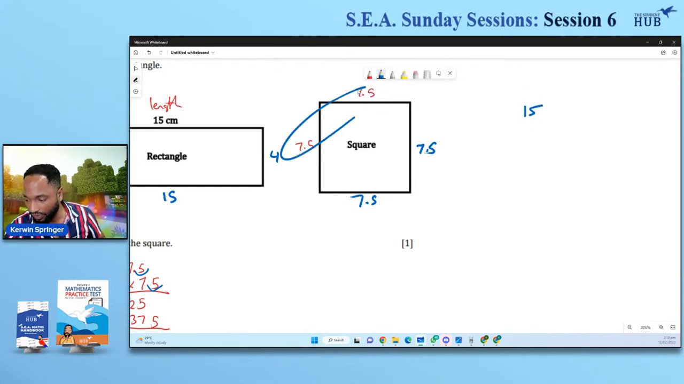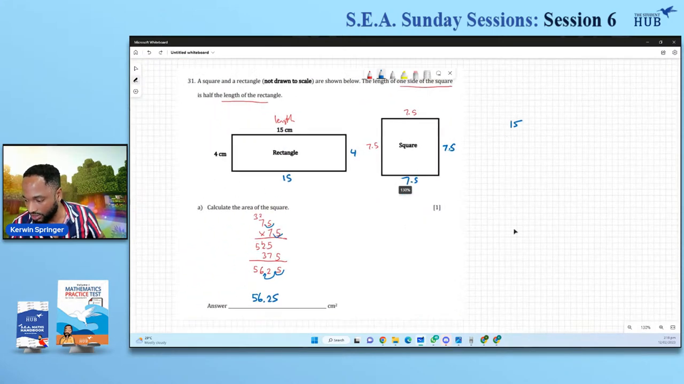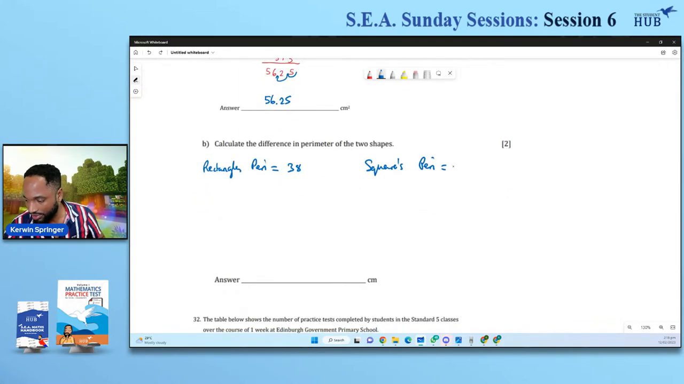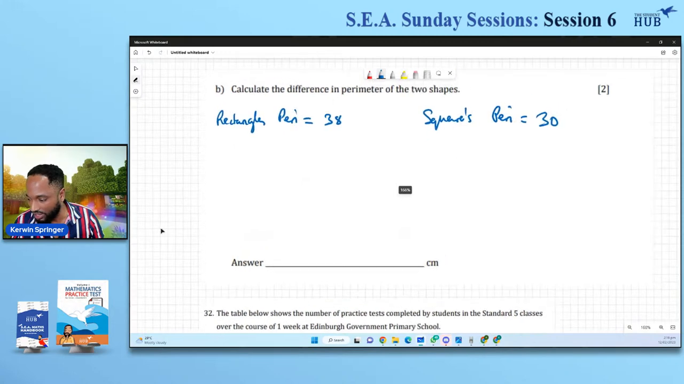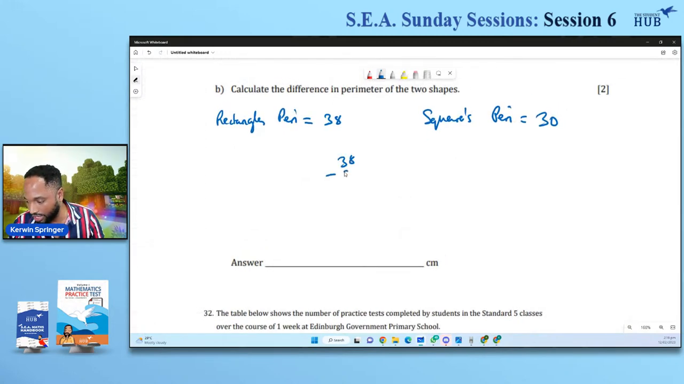So 15 and 15 is 30. The square's perimeter is 30. So now if we need to calculate the difference, what is the answer going to be? 38 minus 30 is equal to 8.